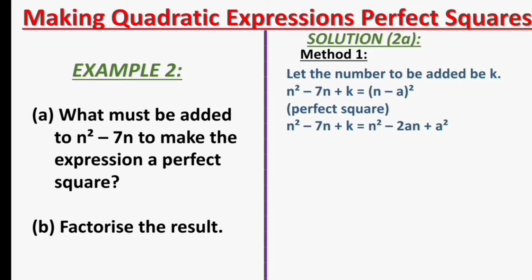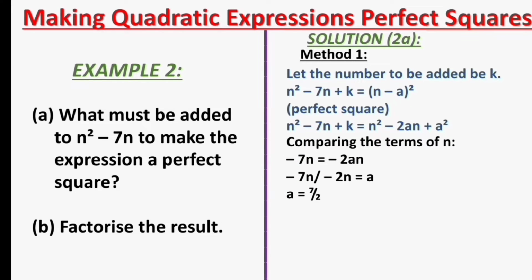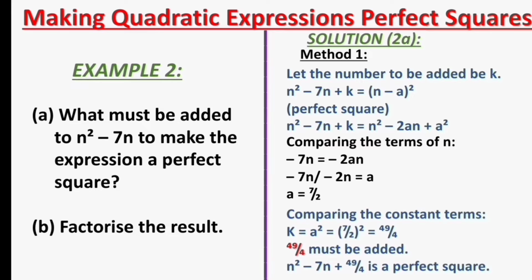Expanding this result, we have n squared minus 7n plus k is equal to n squared minus 2an plus a squared. Now comparing the terms of n, we have a is equal to 7 over 2 from calculation. While squaring the value of a, we have k is equal to a squared, which is equal to 49 over 4. That means 49 over 4 must be added to n squared minus 7n to make it a perfect square.